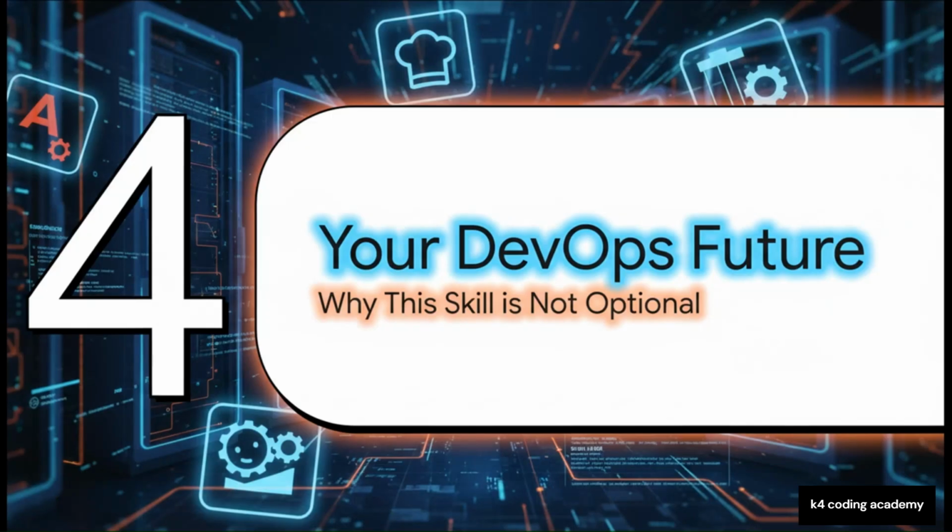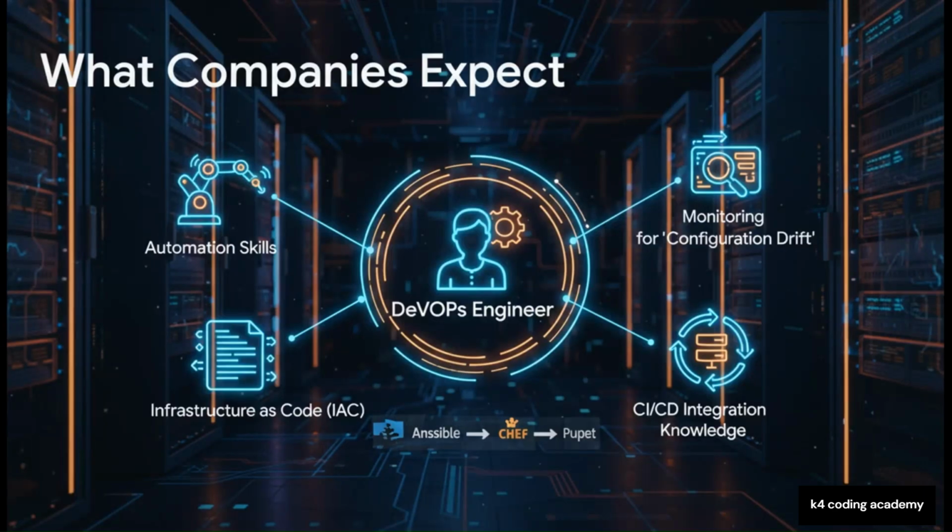So, why is this so important for your career? Let me be really clear about this. This skill is not a nice-to-have anymore. It's not optional. If you're trying to get a job in DevOps or any modern engineering role, this is what companies expect. They want to see automation skills. They want you to live and breathe infrastructure as code. And they need you to know how to plug these tools into a CI/CD pipeline for fast, reliable deployments.